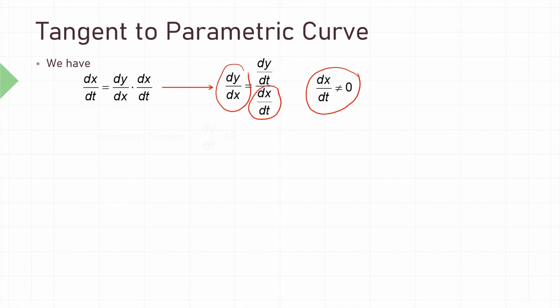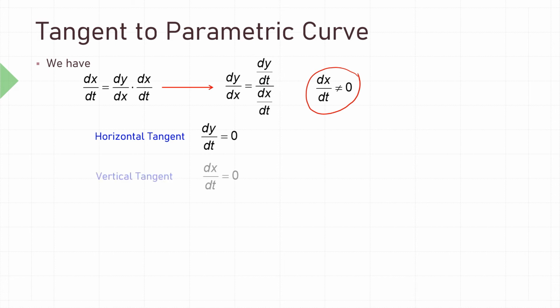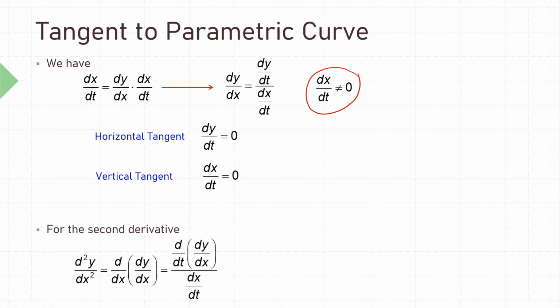Now for the horizontal tangent, we take the numerator equal to 0, so dy over dt equals 0. But for the vertical tangent, we take dx over dt equal to 0. Now the second derivative is given by this formula, and you have to follow this formula, again with one condition, that dx over dt should not be equal to 0.